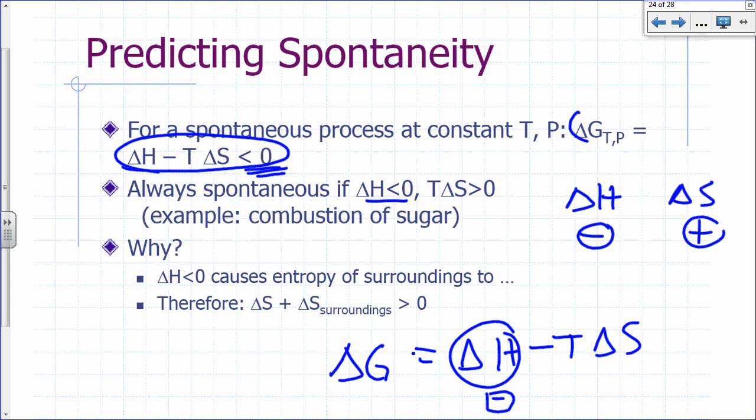So processes tend to be favored if delta H is negative and delta S is positive. Okay, so it's positive. I'm sorry. So negative minus a positive will always be a negative number. So if you have a process that has a negative delta H and a positive delta S, that process will always be spontaneous. An example would be the combustion of sugar.